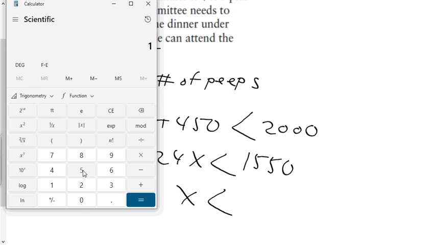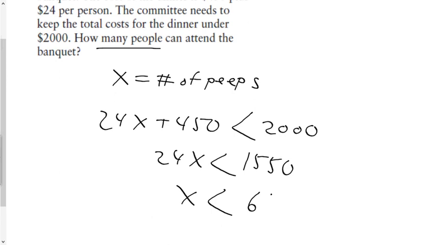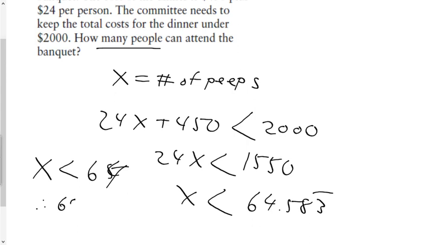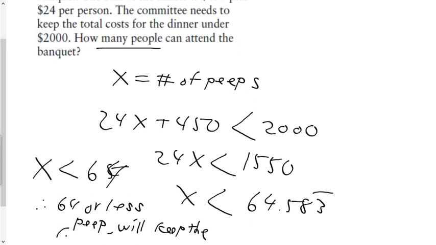And 1550 divided by 24 equals 64.583 repeating. Since that's the number of people, it has to be less than 64 and a half people. And since there's no such thing as a half person, all values less than 65, or 64, excuse me, is going to be our solution. Therefore, 64 or fewer people will keep the cost under $2,000.